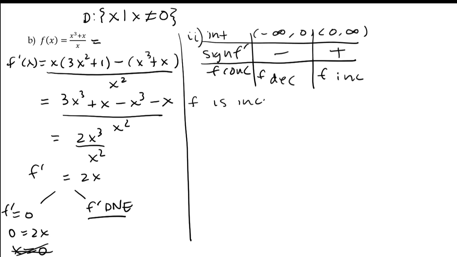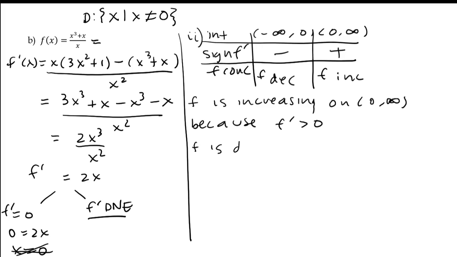F is increasing on 0 to infinity. Remember, we need a reason: because f prime is positive. F is decreasing on negative infinity to 0. What's our reason? Because f prime is negative.